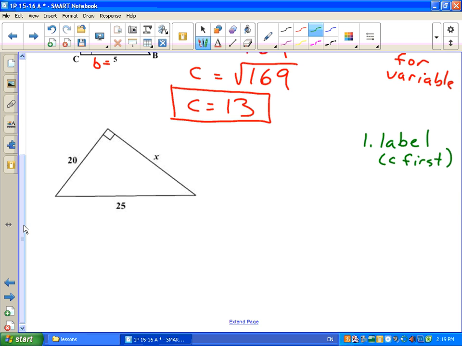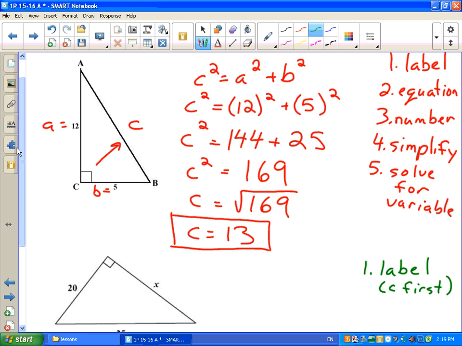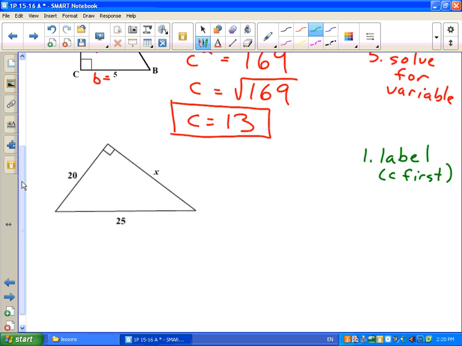Let's go back up to this one here. What did I do to find C over here? I started from my right angle, and I went diagonally across. So, where's my right angle here, Kurt? Where do I go if I'm going across the triangle from that? Yeah. So in this case, our C is this side down here.